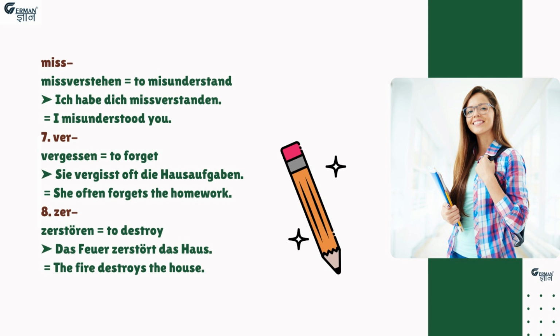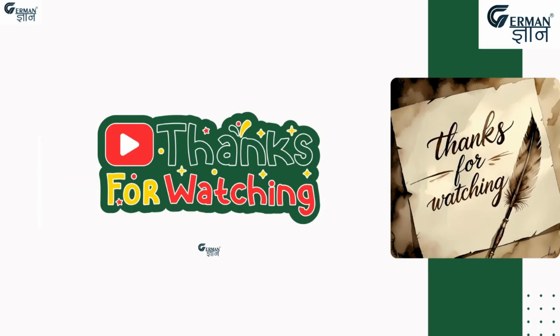Seventh prefix is ver. Verb is vergessen means to forget. For example, sie vergisst oft die Hausaufgaben means she often forgets the homework. And the last prefix is zer. Verb is zerstören means to destroy. Example, das Feuer zerstört das Haus means the fire destroys the house.